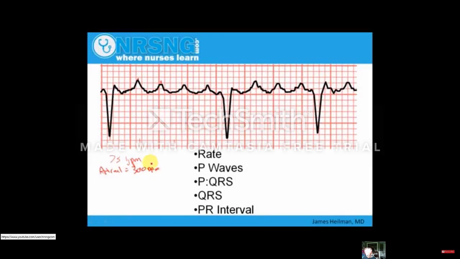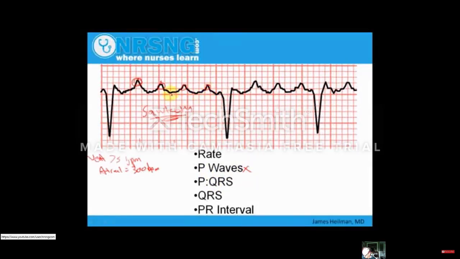Yes, we do have P waves. Are they smooth? Are they upright? They're not smooth at all. They're very jagged. They're very sawtooth. So they look like a sawtooth here, our P waves. So our P waves are not normal. Our P to QRS, do we have 1 P for every QRS? So is it 1 to 1? No, it's about 4 to 1. So that's abnormal.